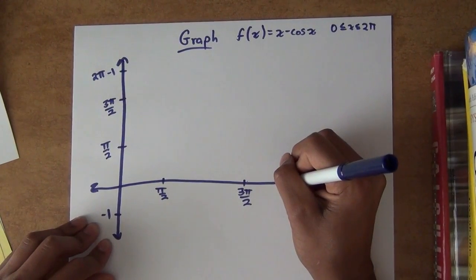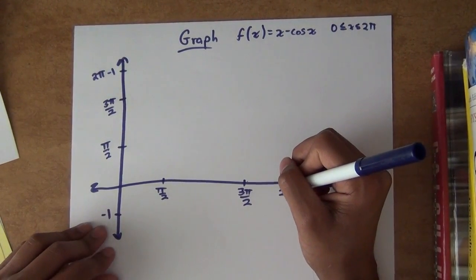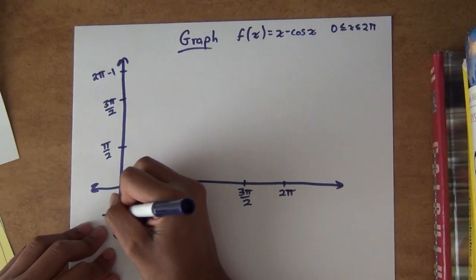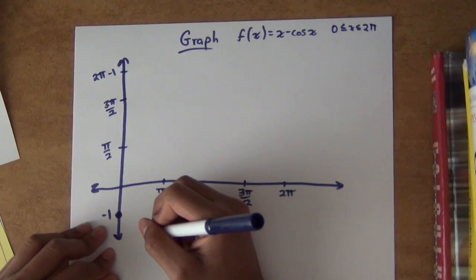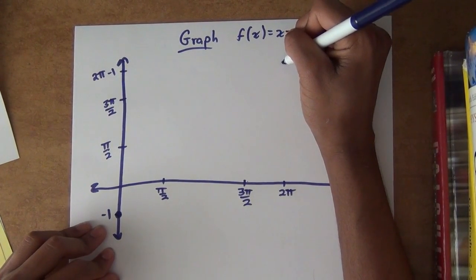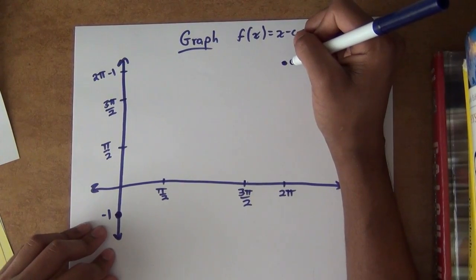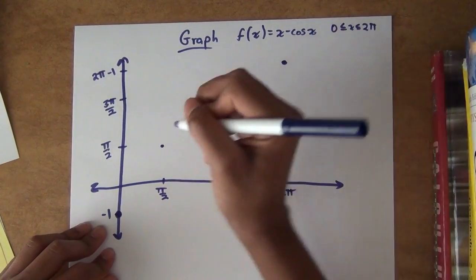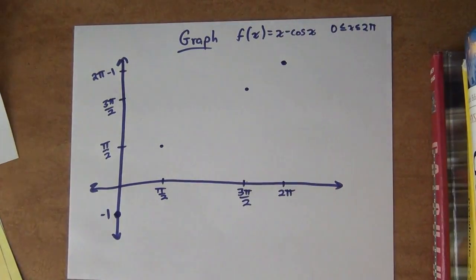We have to get 2 pi. Okay. So our absolute minimum is 0, -1, and absolute maximum is 2 pi, 2 pi minus 1. That's about right. And points of inflection at pi over 2, pi over 2 and 3 pi over 2, 3 pi over 2.